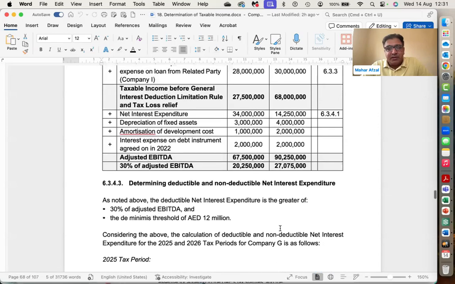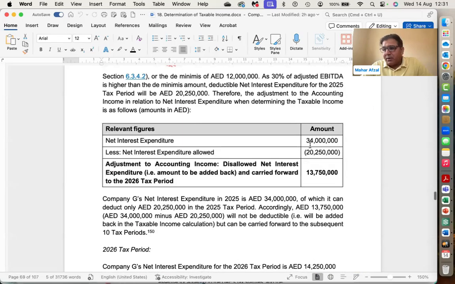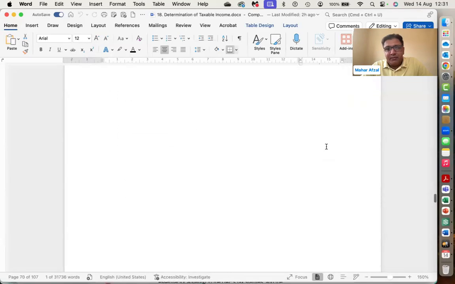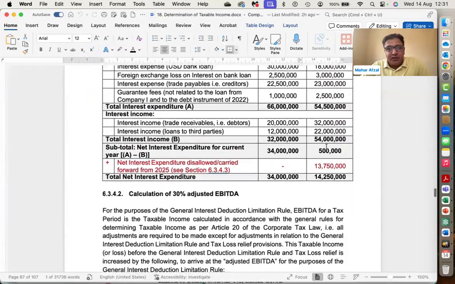Adjusted EBITDA 20,250 should be deducted. 34 million. Here I made the mistake. They are asking, sorry, not 34. This is fine as well. 50 million. Where I made a mistake. Basically everything is correct. Anyway, this might be a calculation error. It should have been the same in principle.